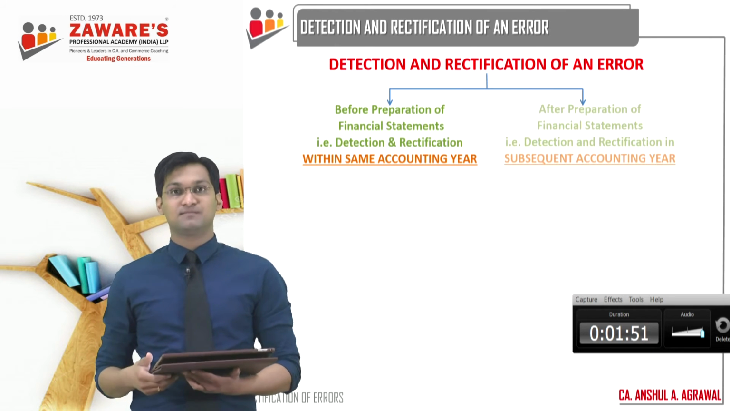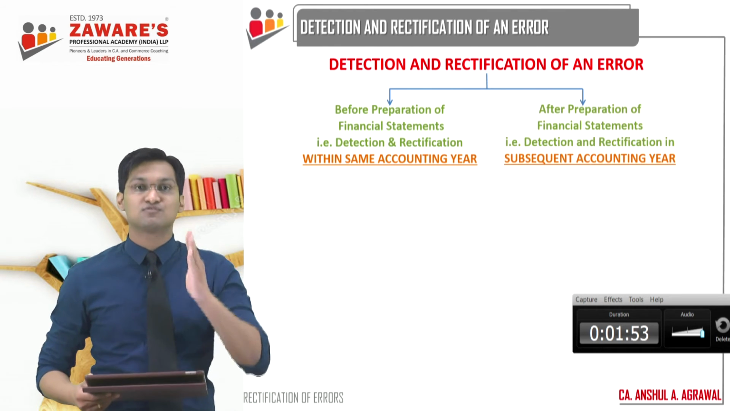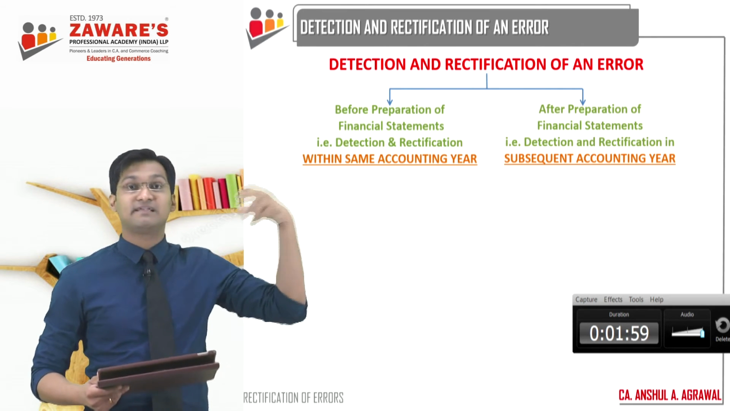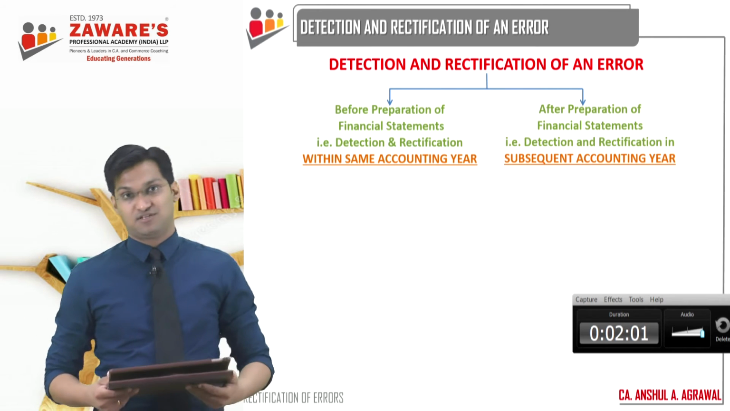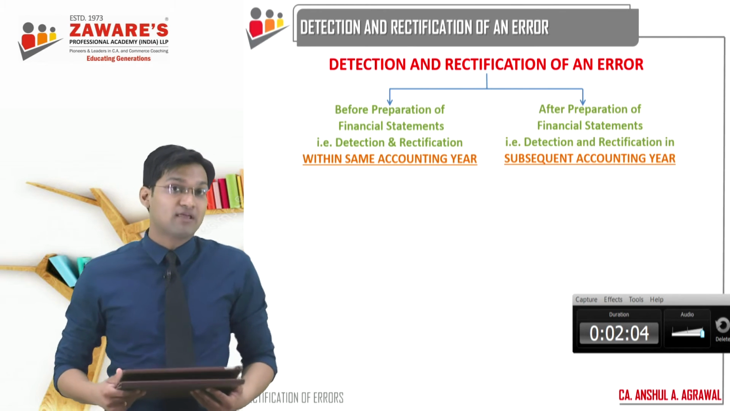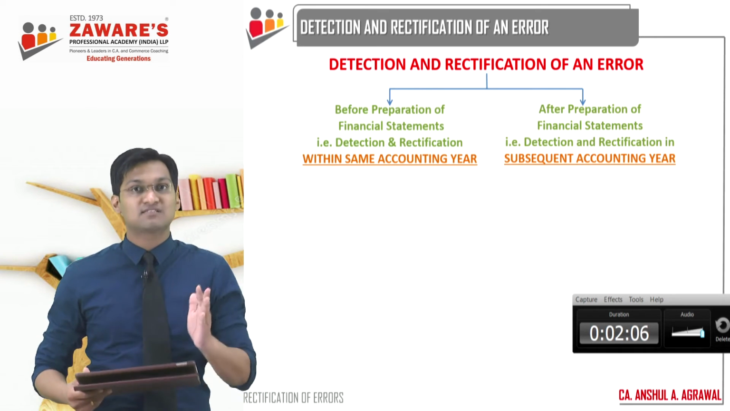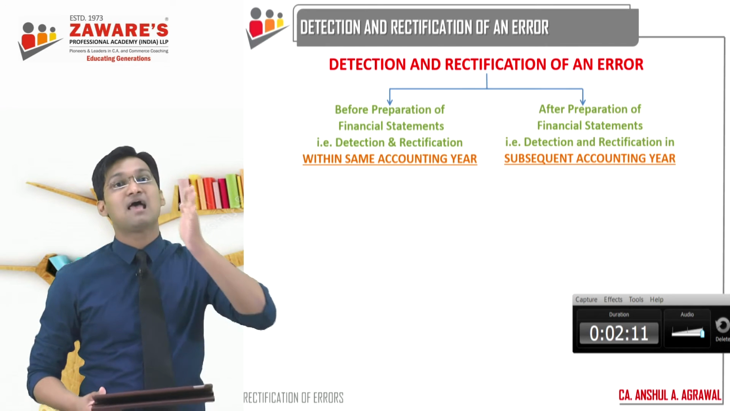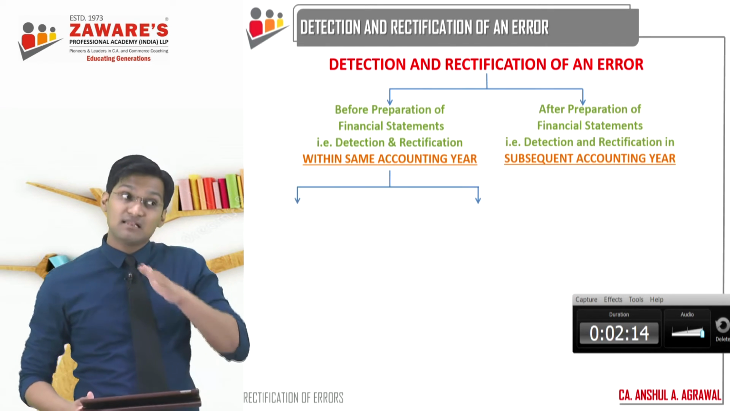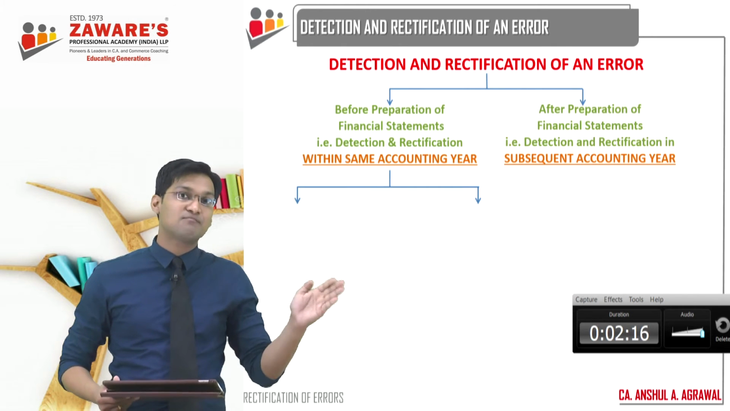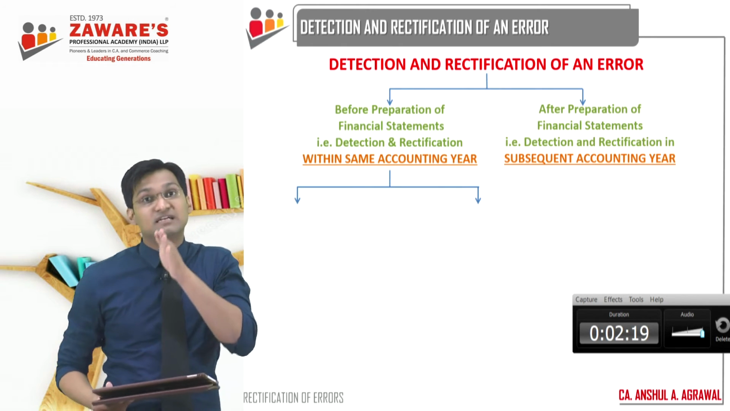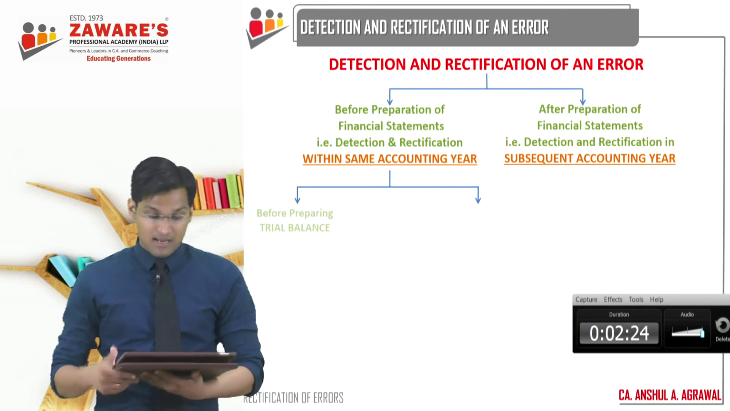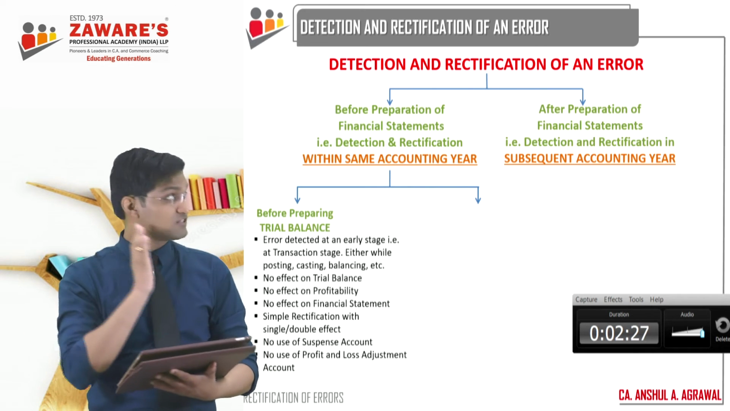Or it may happen that an error of 2015-16 is detected and rectified in the next financial year. Correct? So we are talking about these two cases. In the first case, the error has taken place in the same year, detected in the same year and rectified in the same year. But in the second case, the error has taken place in the earlier year, but its detection and rectification take place in the subsequent year, the next year. Now, we'll talk about the first branch.